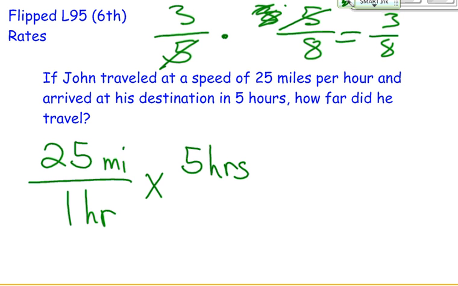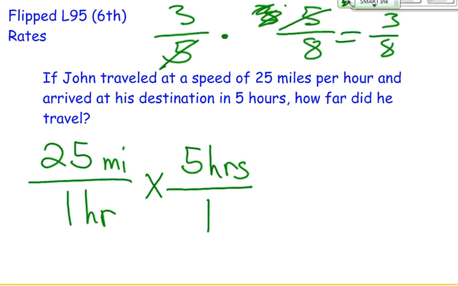Now, to solve this problem, technically a rate is like a ratio. We have a 25 to 1, and we can just make this a fraction since technically we're multiplying fractions here, because of this rate idea, miles per hour. But by doing this, suddenly we've set up two very simple fractions that we're able to solve for.